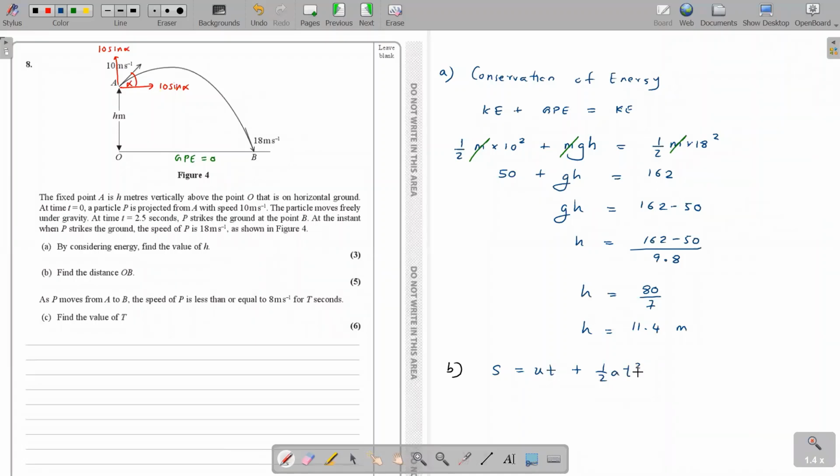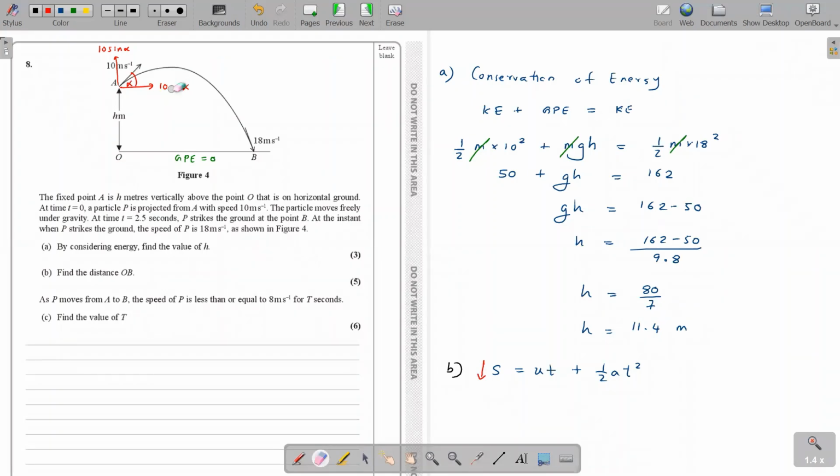When you're applying it vertically, you can choose to apply S equals UT plus half AT squared either upwards or downwards. It's entirely up to you. So I will choose to apply it downwards, starting from A to point B. The displacement from point A to point B is H, the shortest distance from A to B. Is it positive or negative? Since from point A our displacement is downward, we have positive H here.